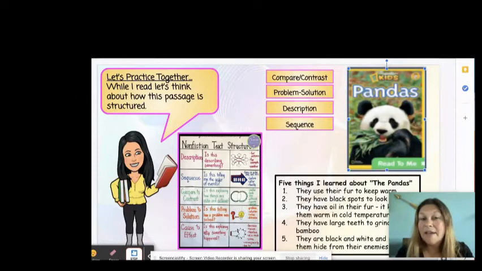And how did I get these facts? Because I read the book and the author did an amazing job on structuring the text where it described pandas. All right, let's look at the next page.